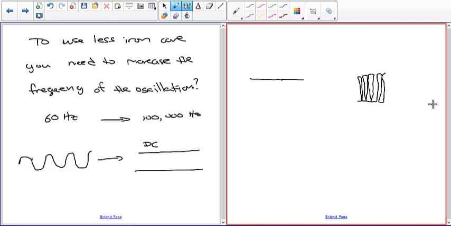It's like me trying to move my hand faster and faster. So we're going from moving at 60 times per second to 100,000 times per second. And that makes it so that you need a much smaller core to transfer the magnetic field between the two coils. So I thought it was pretty cool. And they use that not just in cell phone chargers. I wondered whether even this one might have something like that in there.